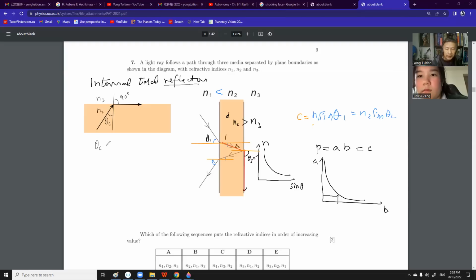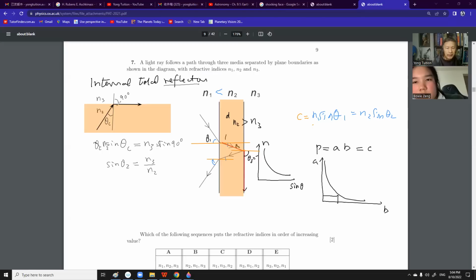N2 multiplied by sine of the critical angle must equal N3 multiplied by sine 90 degrees. Sorry, this should be N2. Sine 90 degrees is 1. So that is why sine of the critical angle is equal to N3 over N2.